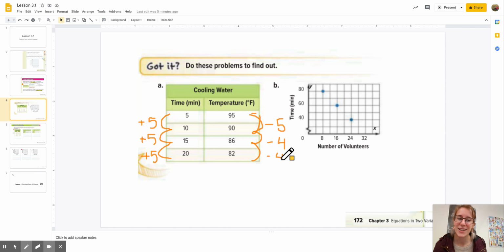So this is not a linear relationship. This is not a constant rate of change. We would say not linear.